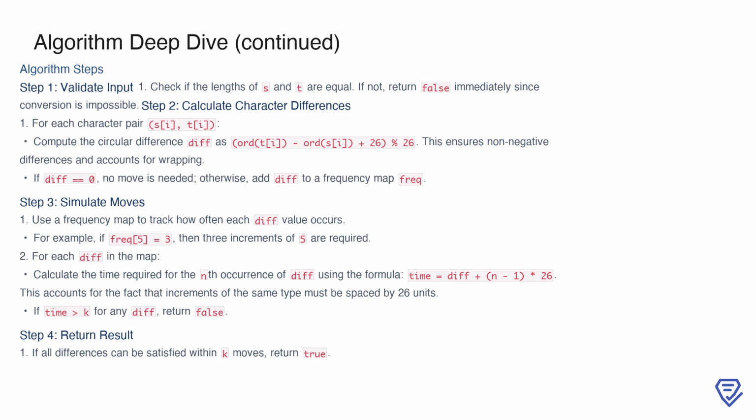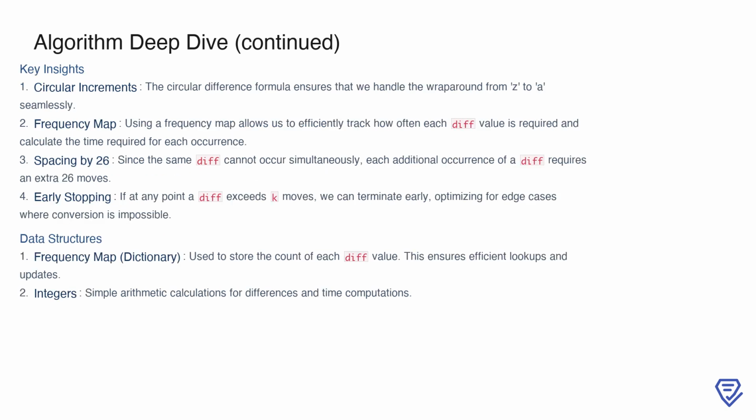Finally, if all differences are satisfied within k moves, we return true. The algorithm relies on several key insights. First, the circular difference formula ensures that we handle the wraparound from z to a correctly, making the calculations seamless regardless of the characters involved.